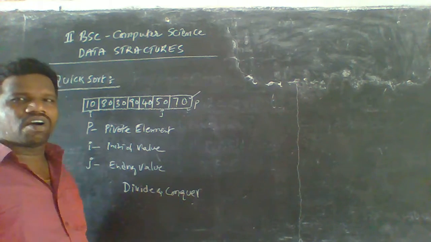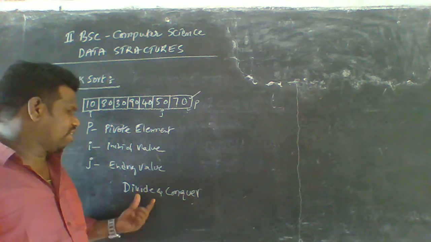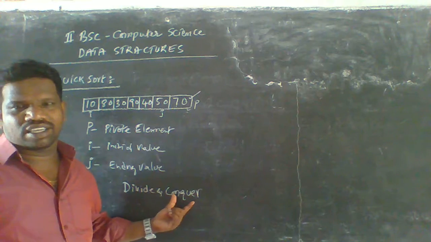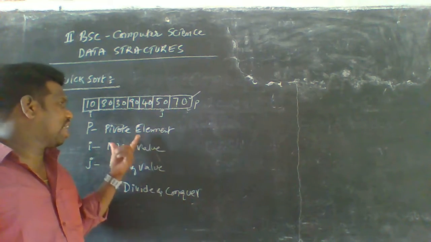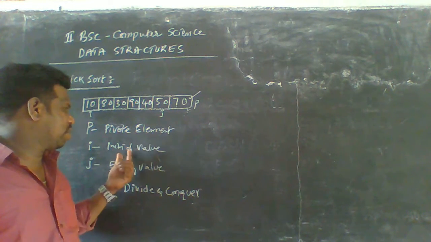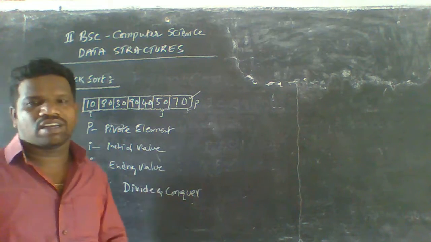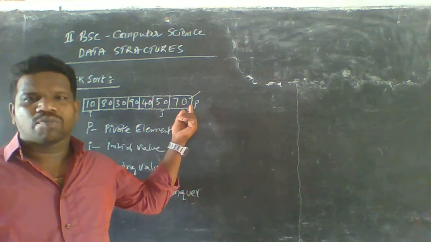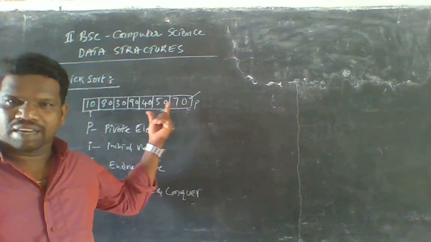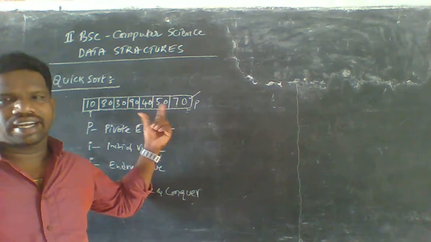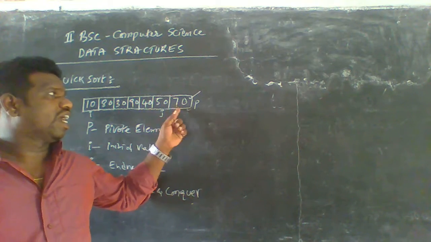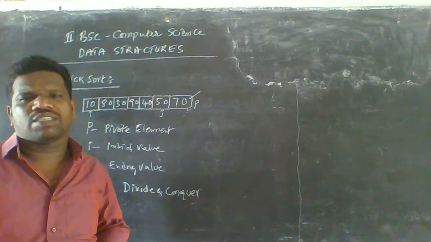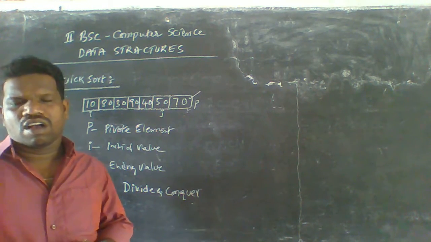Divide and conquer. First we have to divide, and then we have to conquer. We use the pivot number, the initial value, and the ending value. If you take any pivot number, the smallest values are placed on the left side of the pivot number, and the greatest values are placed on the right side of the pivot number. That is what we call quicksort.